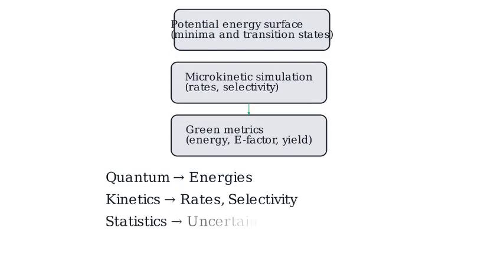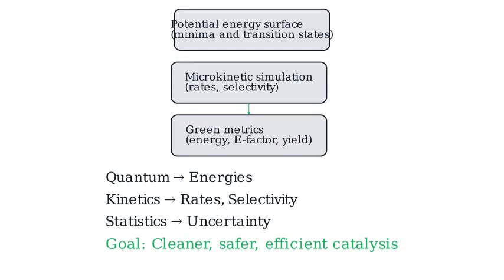In summary, quantum mechanics quantifies energies and barriers, microkinetics turns them into rates, and statistics communicates uncertainty. Together, they enable cleaner, safer, and more efficient green catalytic cycles.